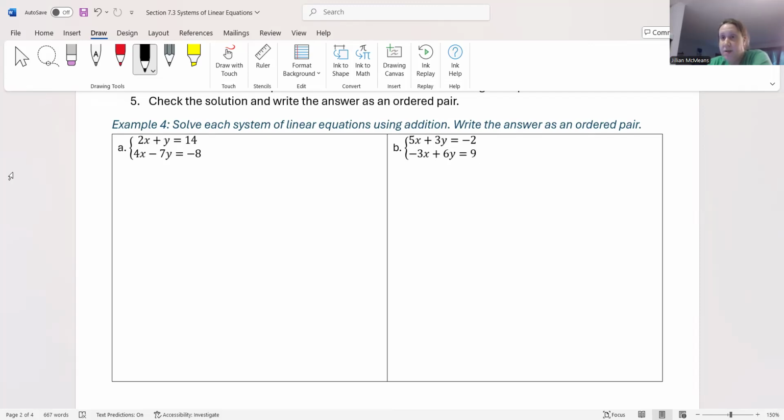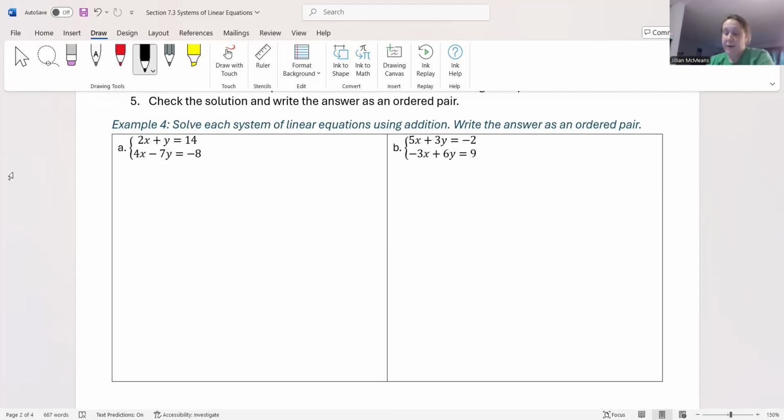Then you want to look to see, is there a variable that is already going to cancel if you were to add these equations? If I add these equations, 2x plus 4x is 6x. That doesn't cancel. 1y minus 7y is negative 6y. That doesn't cancel. So we're going to have to do some work. It is totally up to you which variable you want to get rid of. For me, I can look into the future and see that getting rid of y is going to be a little bit quicker. If we choose to get rid of the y, we only have to multiply one equation.